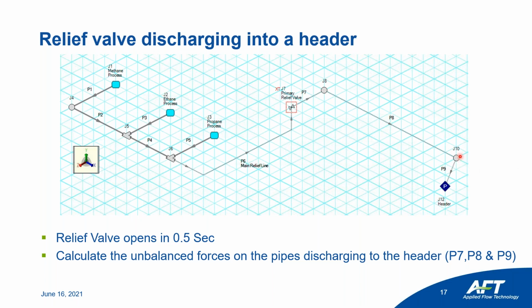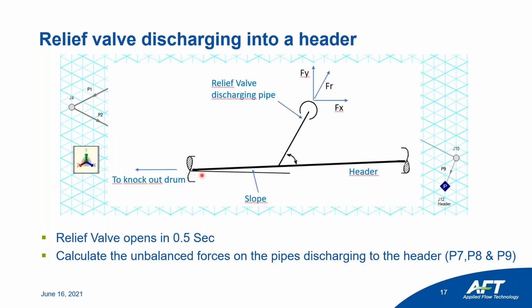Notice in the model that we're connecting to the header at an angle. The reason for this is that headers in the refinery are designed with a slope, and this is because we want the condensate that's generated when the relief valve opens to flow by gravity to the knockout drum before it enters the flare. This poses a challenge because the connection of the discharging pipe to the header shall be at an angle. So when it opens, it helps the condensate flow and it doesn't interrupt it.